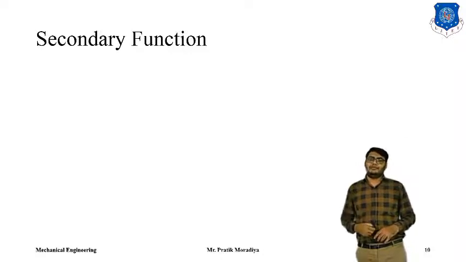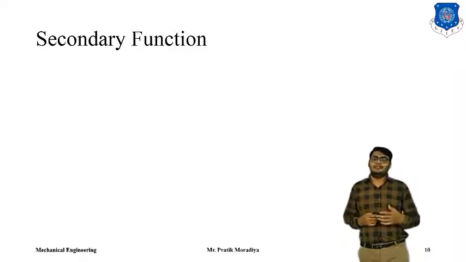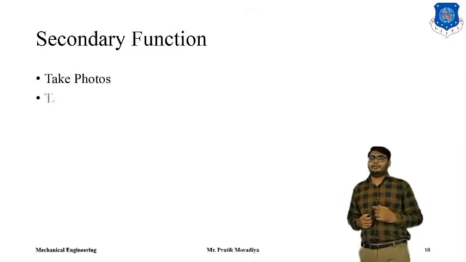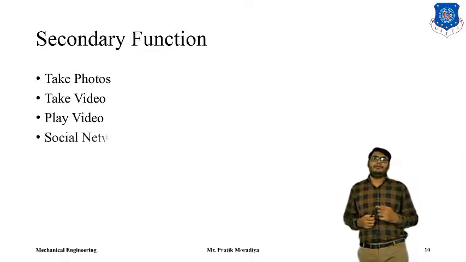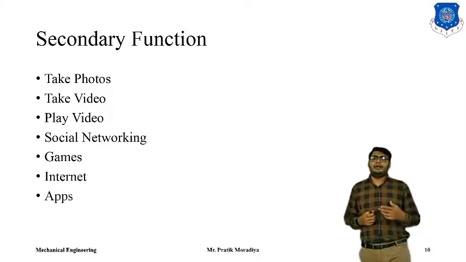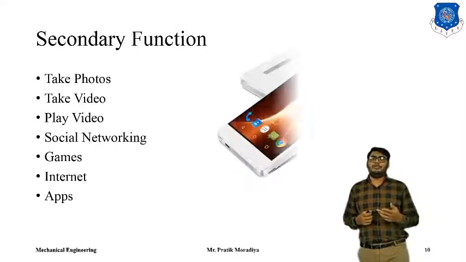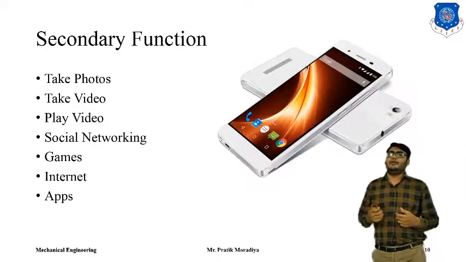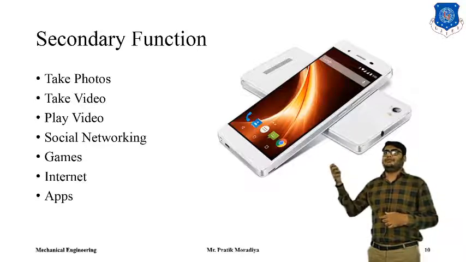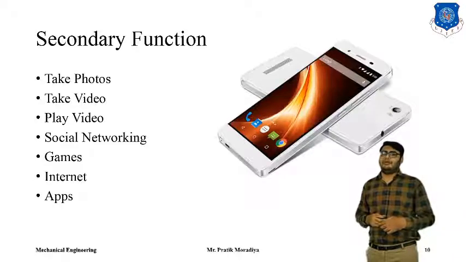And then there will be secondary functions. Secondary functions are the added extra functions which are there in the product other than the primary functions. For example, taking photos, taking videos, playing videos, social networking sites, different types of games, internet, etc. There are applications, many applications. All these are secondary functions of a mobile phone. Both are mobile phones. This can also be termed a mobile phone. The previous one was also a mobile phone, but the previous one has the basic functions only.